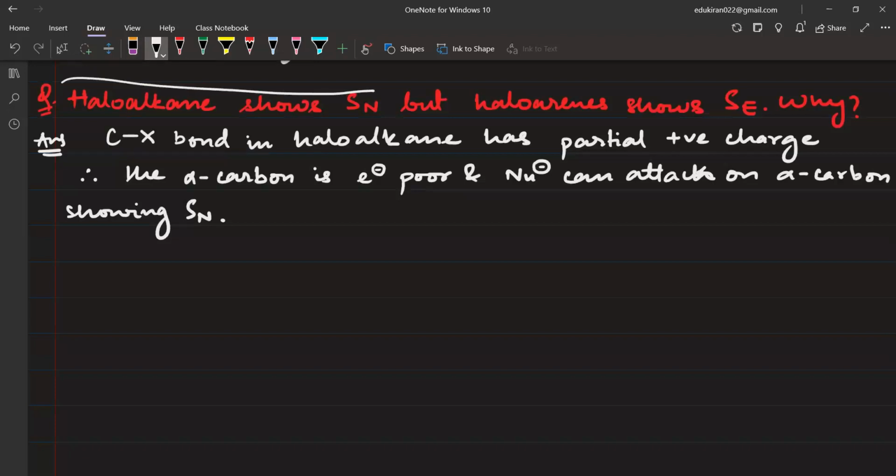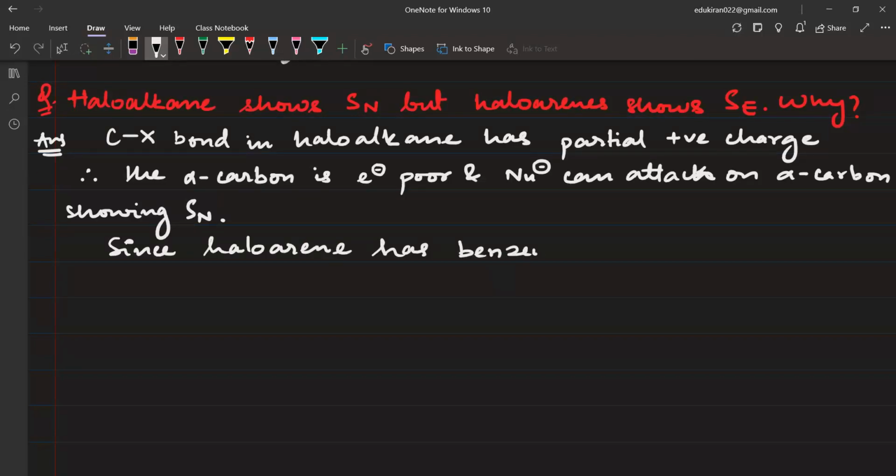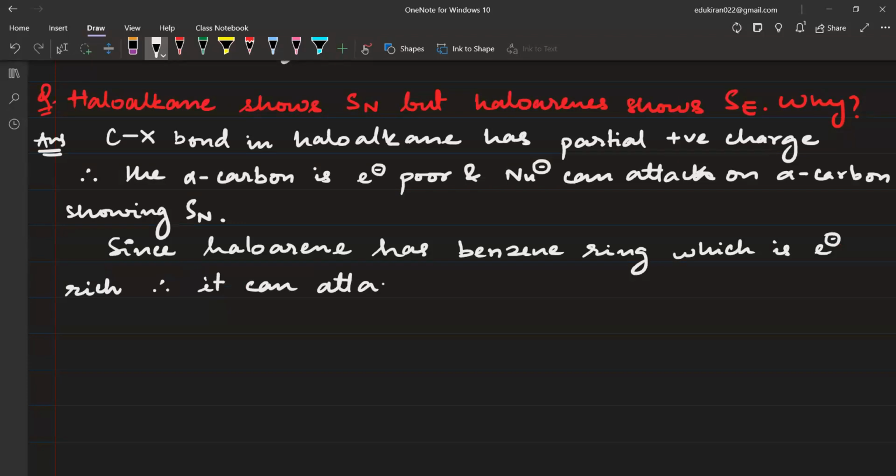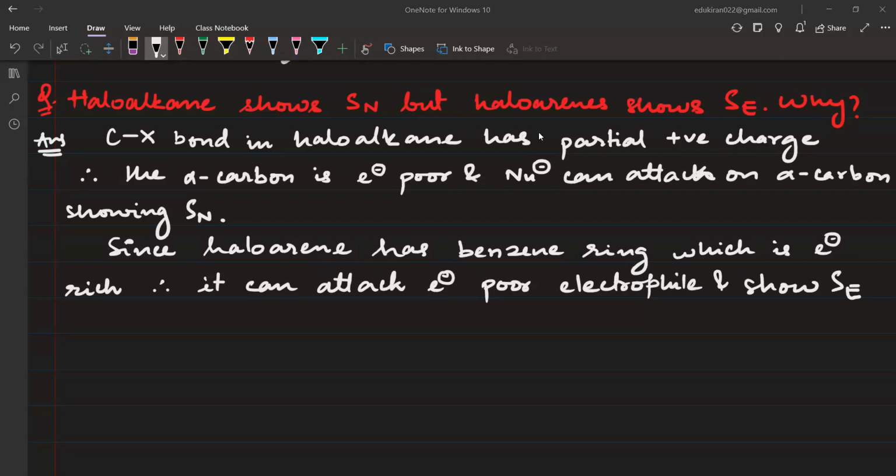Now, next point. We have explained why haloalkane shows SN. Now we also have to explain why haloarene shows SE. For that we write: since haloarene has a benzene ring, which is electron rich, it can attack an electron poor electrophile and show SE, electrophilic substitution. SE means electrophilic substitution, just as we have nucleophilic substitution, and then we have electrophilic substitution.